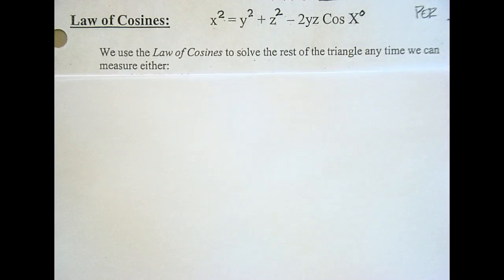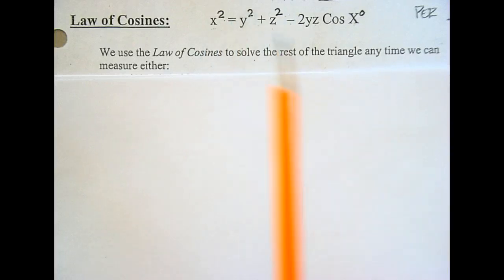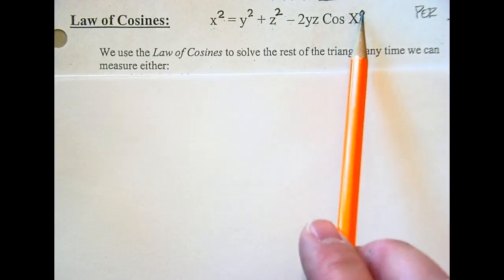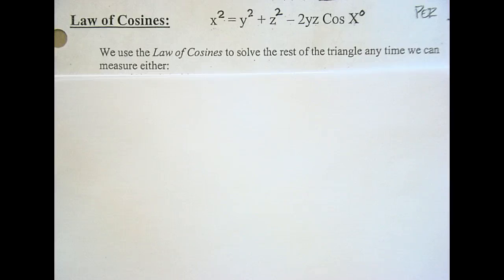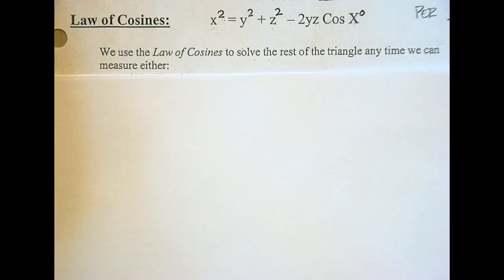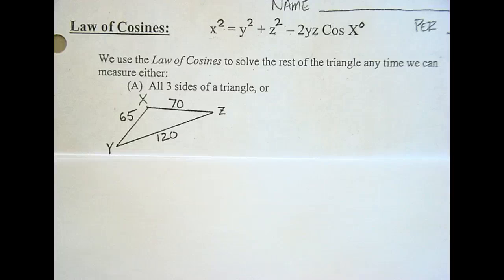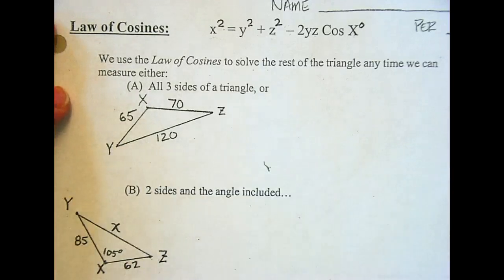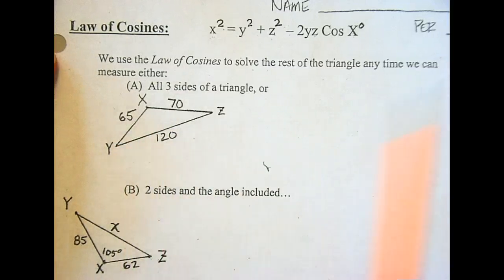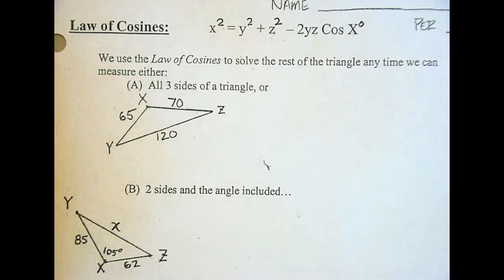Okay? So, x represents a side, y represents a side, z represents a side, and then remember the big letter x, or anytime you see a degree, that represents an angle. All right, so we use the law of cosines to solve the rest of a triangle. Anytime we can measure either all 3 sides, part A, or part B here says 2 sides and an included angle. So if you're given all 3 sides and we want to solve this triangle, that means find all the angles, we can use the law of cosines to do that.